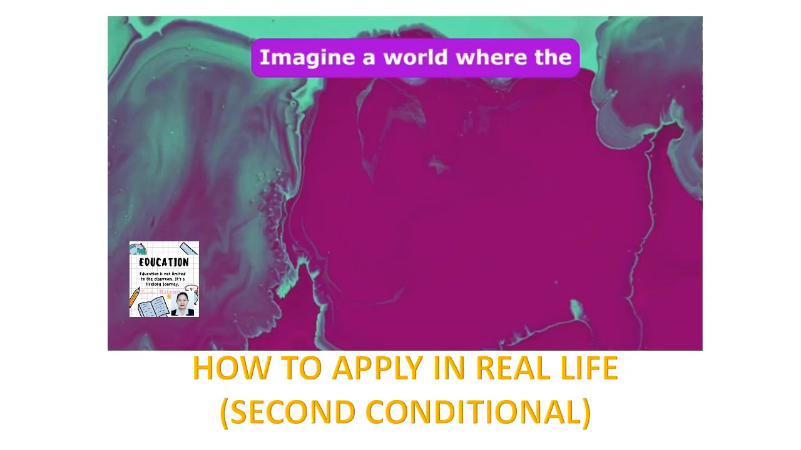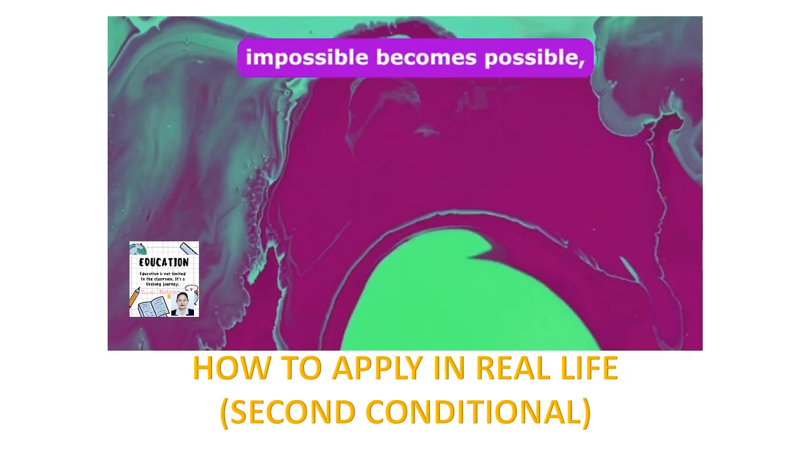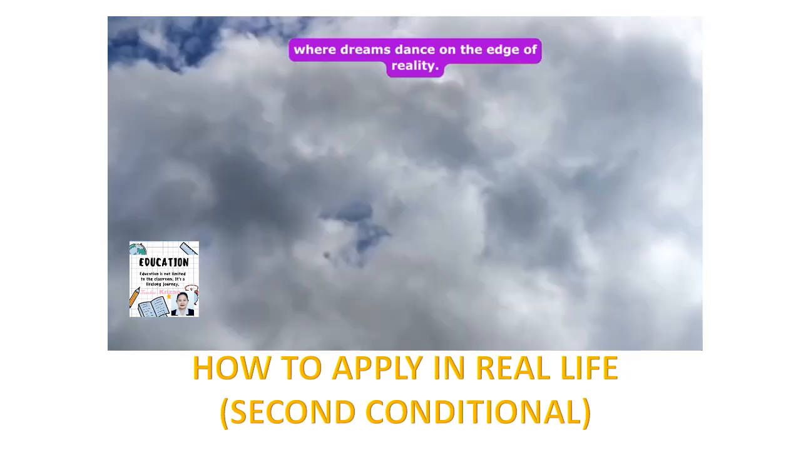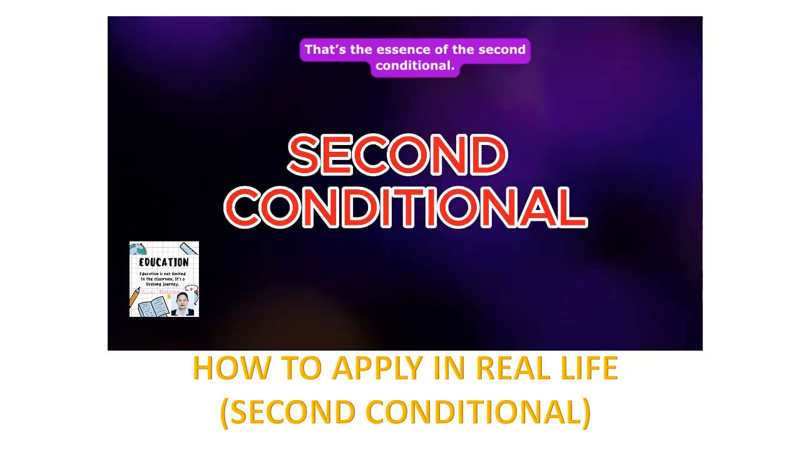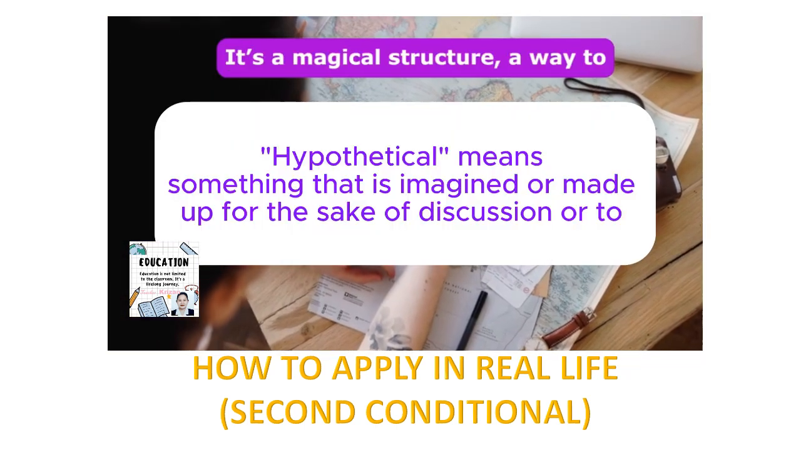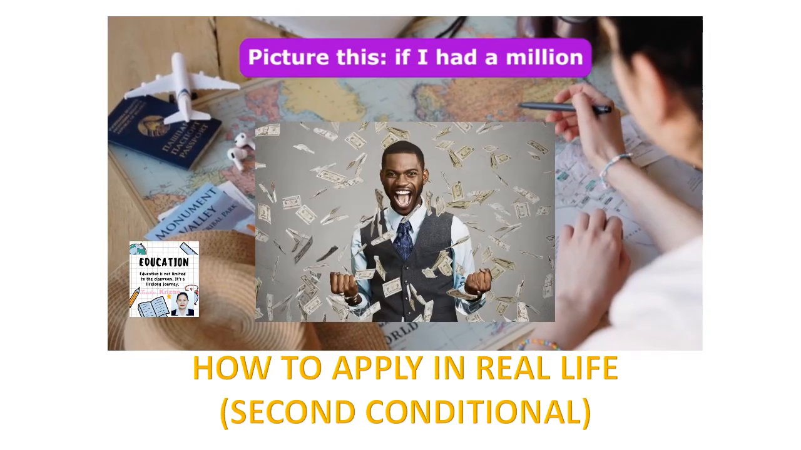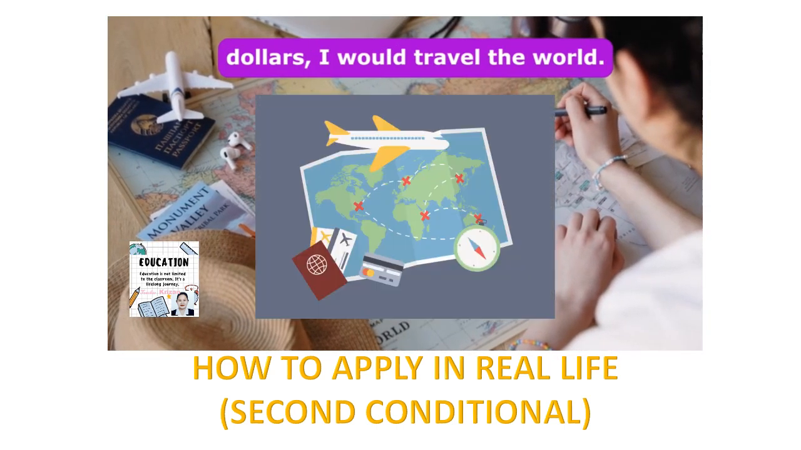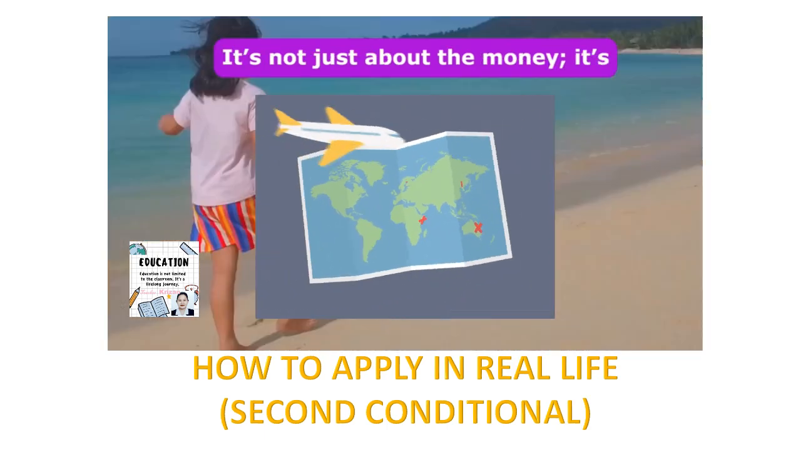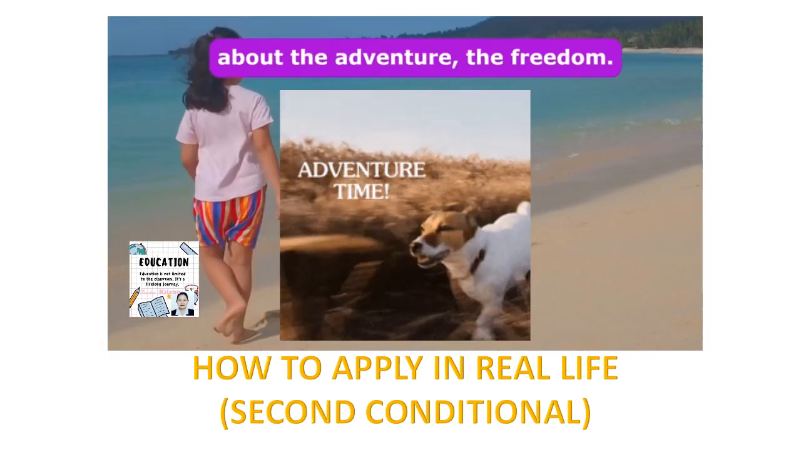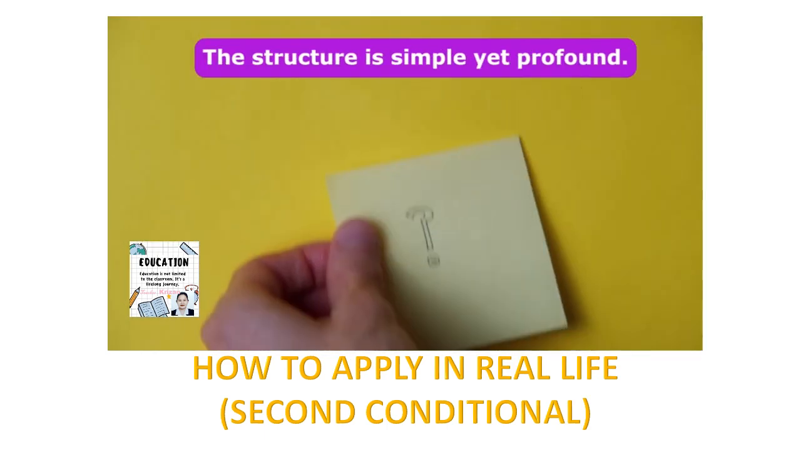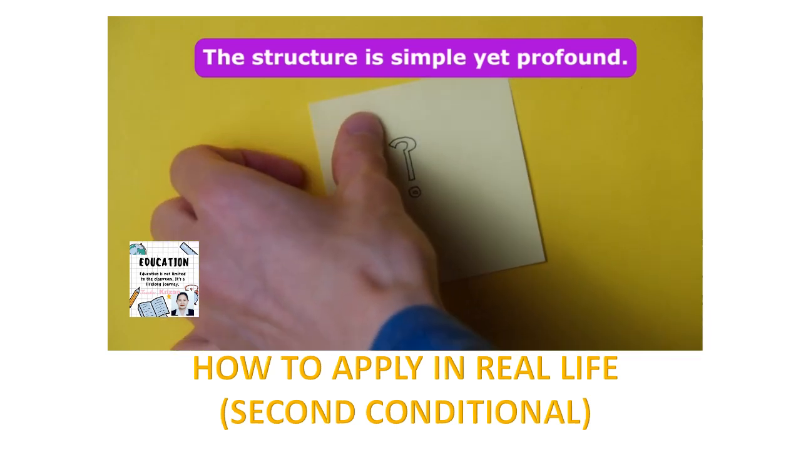Imagine a world where the impossible becomes possible, where dreams dance on the edge of reality. That's the essence of the second conditional. It's a magical structure, a way to explore hypothetical situations. Picture this. If I had $1 million, I would travel the world. It's not just about the money, it's about the adventure, the freedom. The structure is simple yet profound.